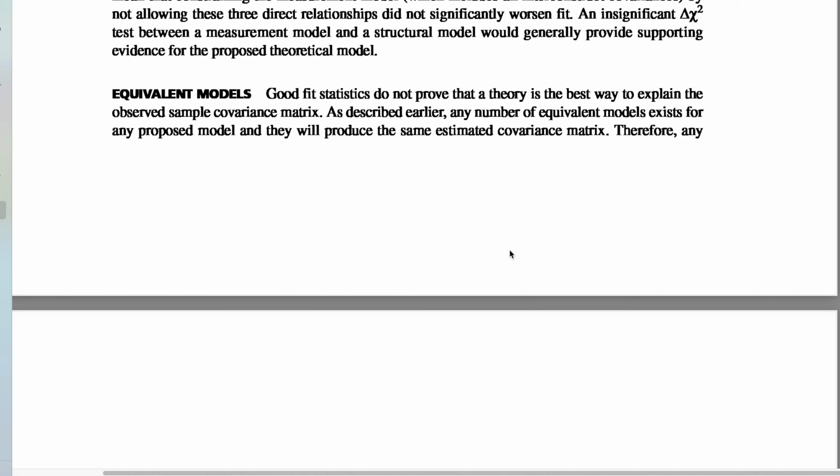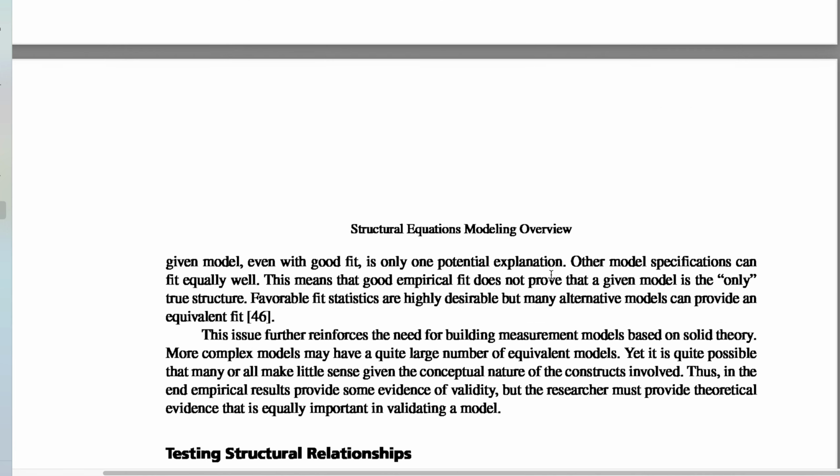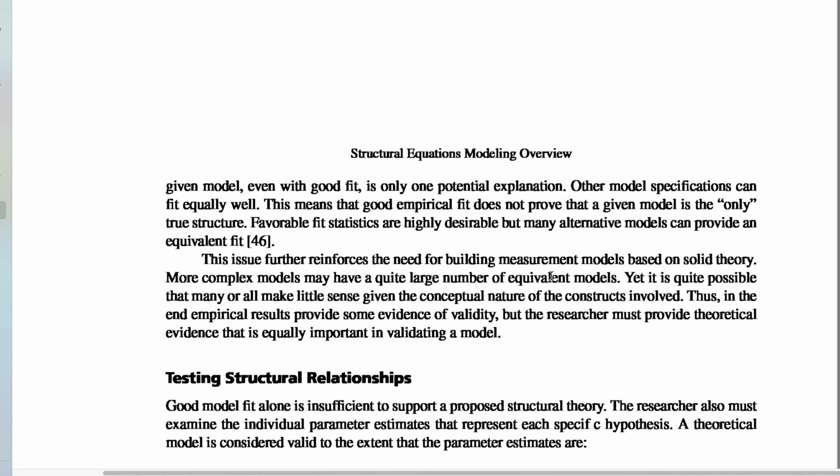As described earlier, any number of equivalent models exist for any proposed model, and they will produce the same estimated covariance matrix. Therefore, any given model, even one with good fit, is one potential explanation of the data, and others may fit equally well. This means good empirical fit does not prove that a given model is the only true structure; many alternative models can provide an equally good fit.